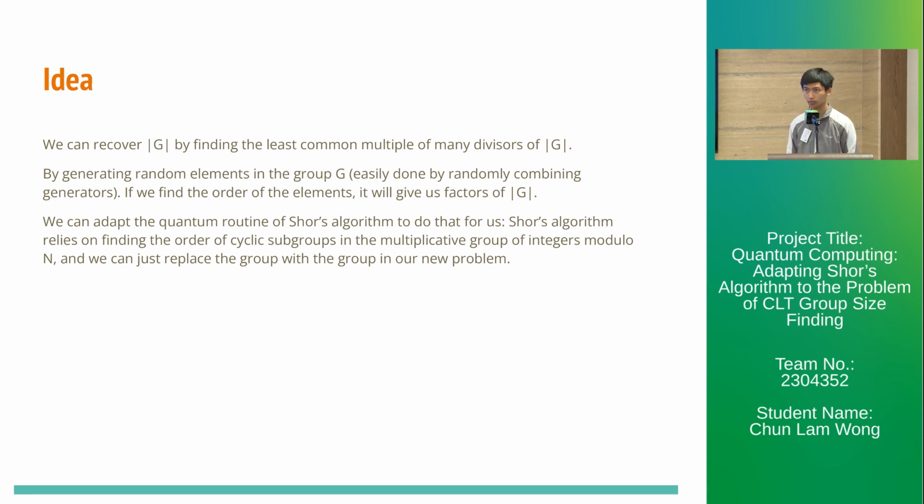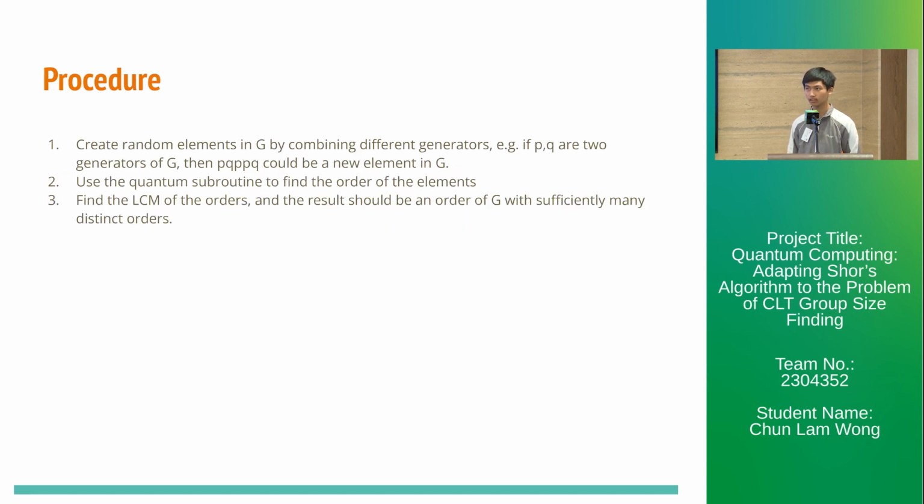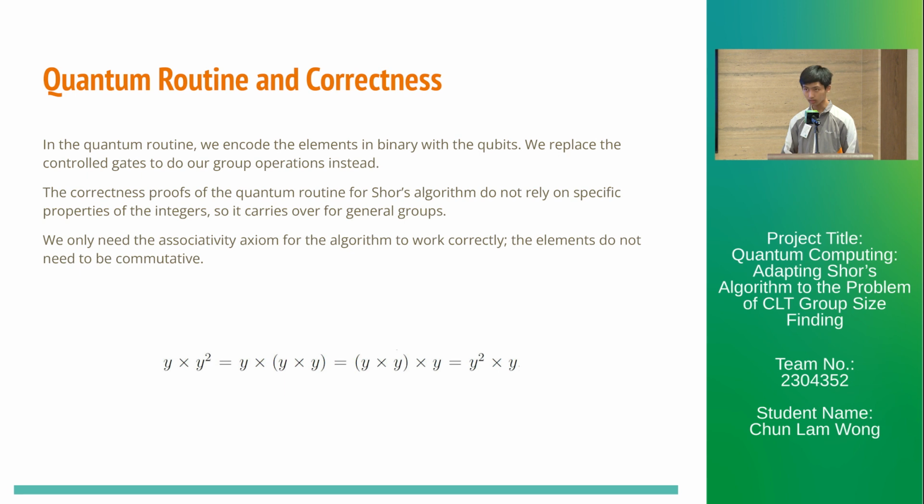The procedure is that we first generate random elements in G by combining different generators in the group, and then we adapt Shor's algorithm's quantum subroutine to find the orders of these elements. And finally, with these orders, we find the least common multiple of them, and the result should be the order of G with sufficiently many factors. And we can encode the elements in binary. And as the proofs of Shor's algorithm do not rely on any specific properties of the integers, the proof should also carry over for general groups. So when we put our own groups in, they should still work.